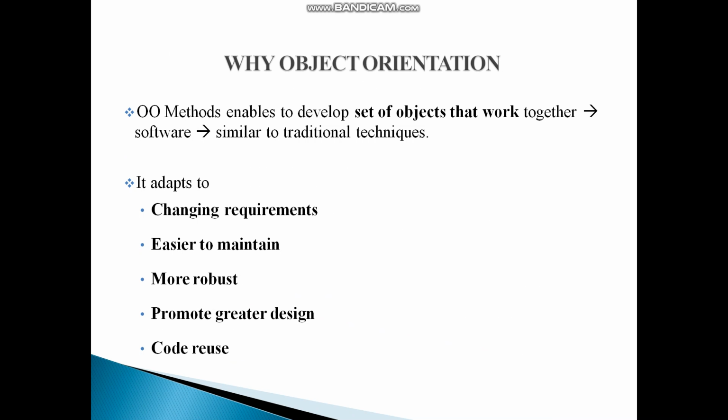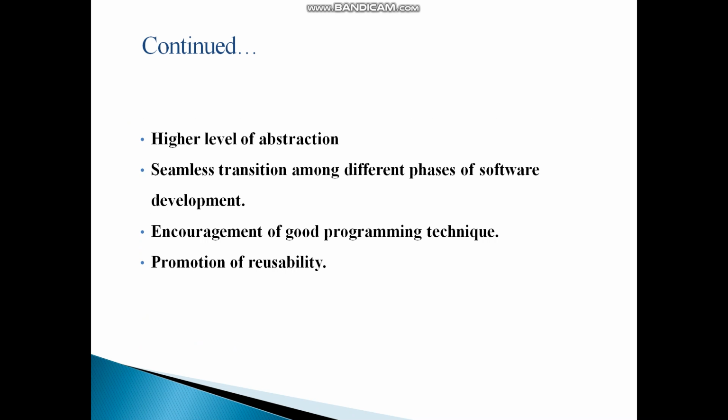Why object orientation? Object orientation methods enable us to develop a set of objects that work together, unlike similar traditional software techniques. It adapts to changing requirements, is easier to maintain, is more robust, and promotes greater design and code reuse. These are the main properties adopted by object orientation: higher level of abstraction, seamless transitions, encouragement of good programming techniques, and promotion of reusability. These are some of the importance of object orientation.